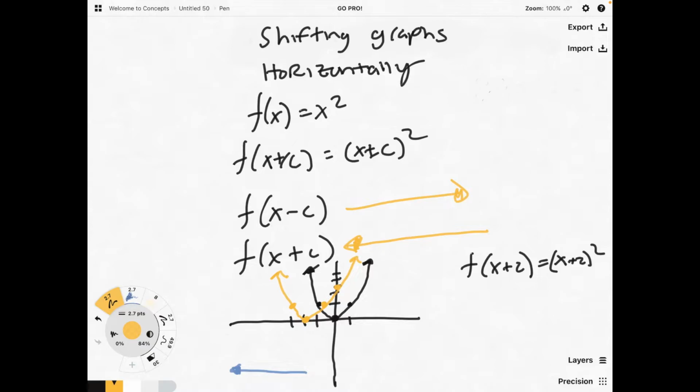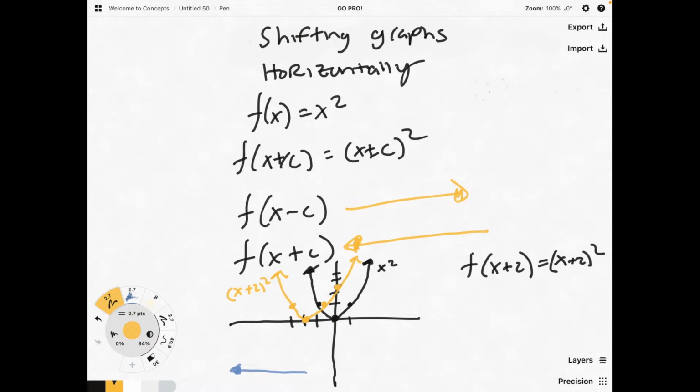here, and we see that the graph of x squared is the black, and we see that the graph of (x plus 2) squared is the graph in the yellow. And we see that they are identical. It's just the graph has been shifted 2 units to the left because we've added 2 to our x value.